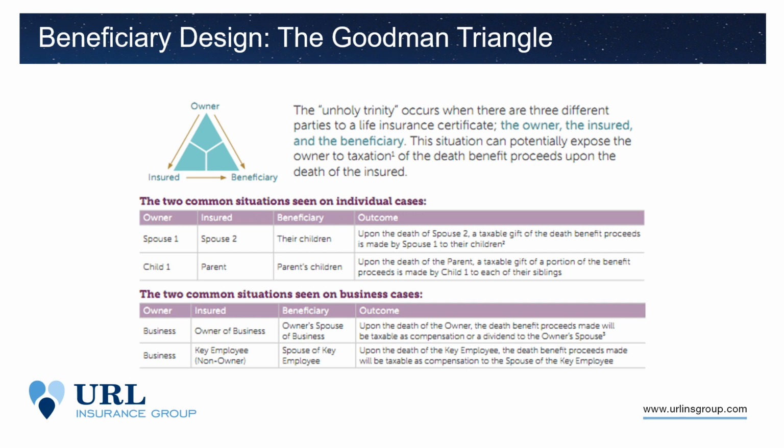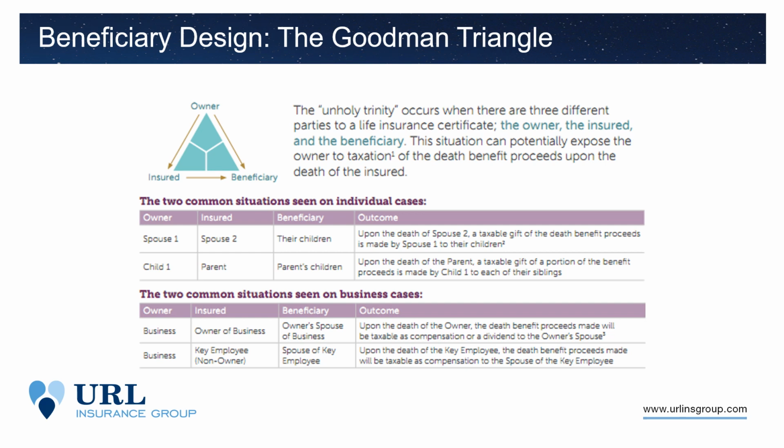Now, with beneficiary design, there's what we call the Goodman Triangle or the Unholy Trinity. It occurs when there are three different parties on a life insurance certificate or policy: the owner, the insured, and the beneficiary. This situation can potentially expose the owner to taxation of the death benefit proceeds upon the death of the insured.